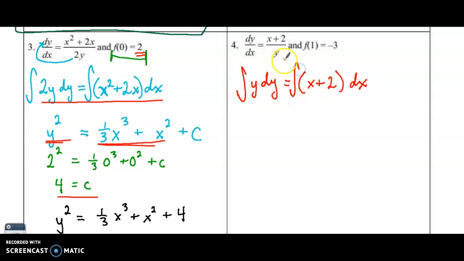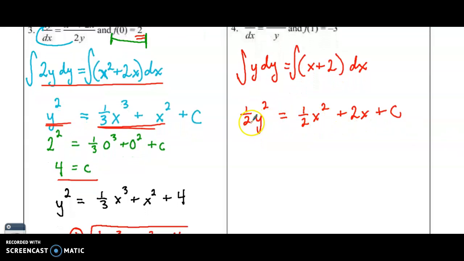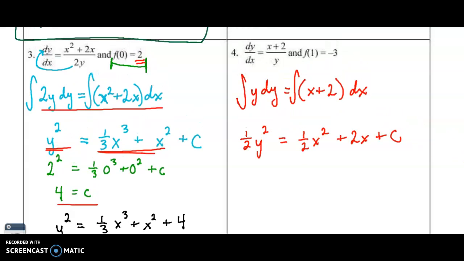Antiderivative of that. Again, I'm cross multiplying. So the antiderivative, add 1 to your exponent. And then over here, add 1 to your exponent. Plus 2x plus c. And it's actually fine if you just leave your answer like this for right now. And then do your initial condition, just to change colors.